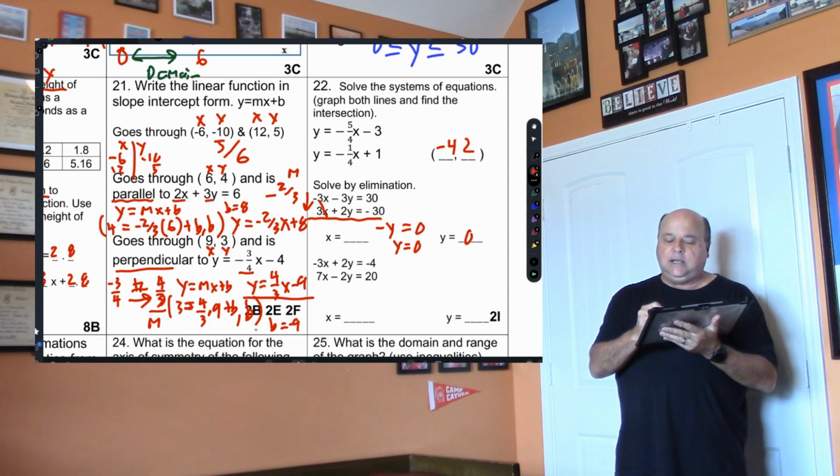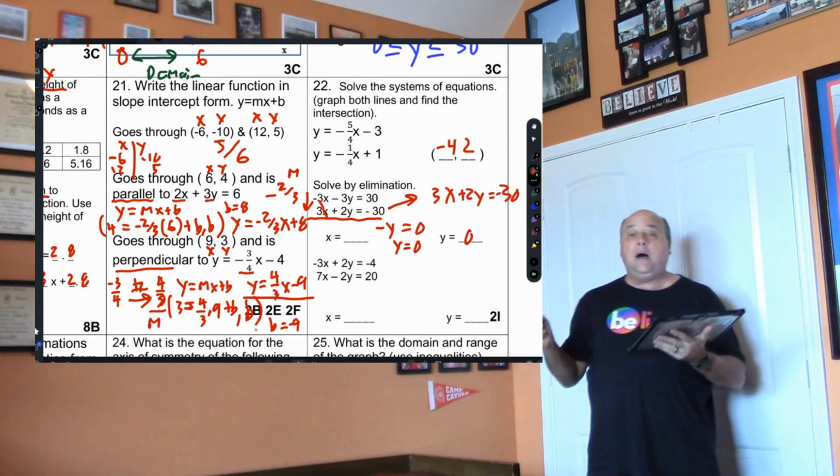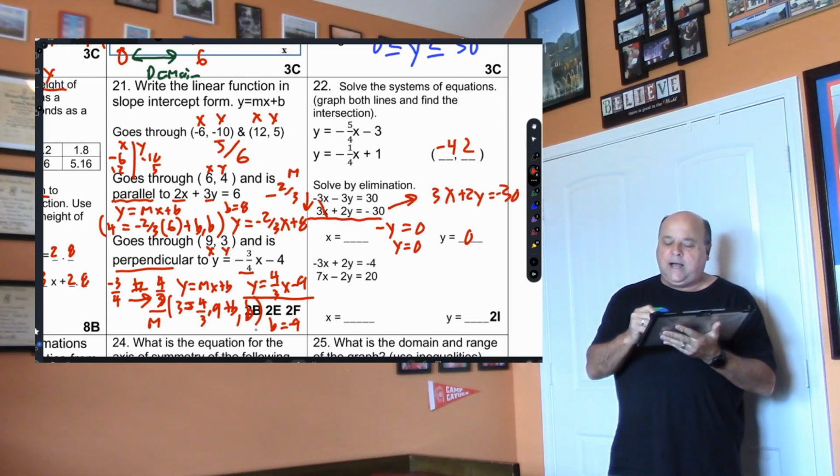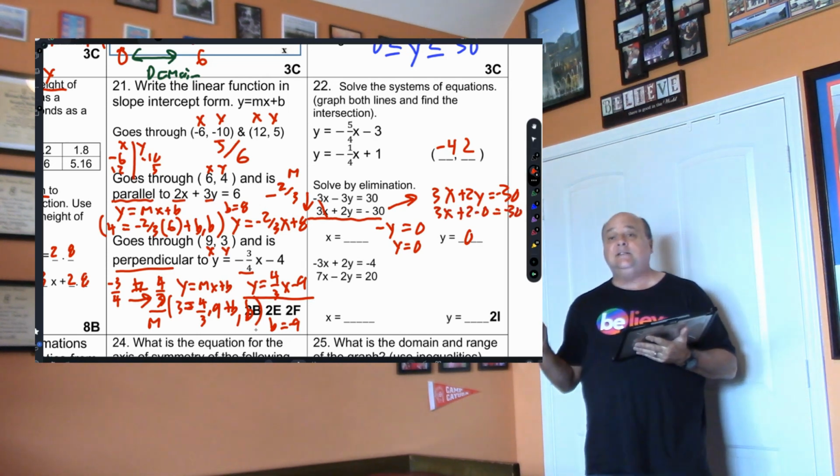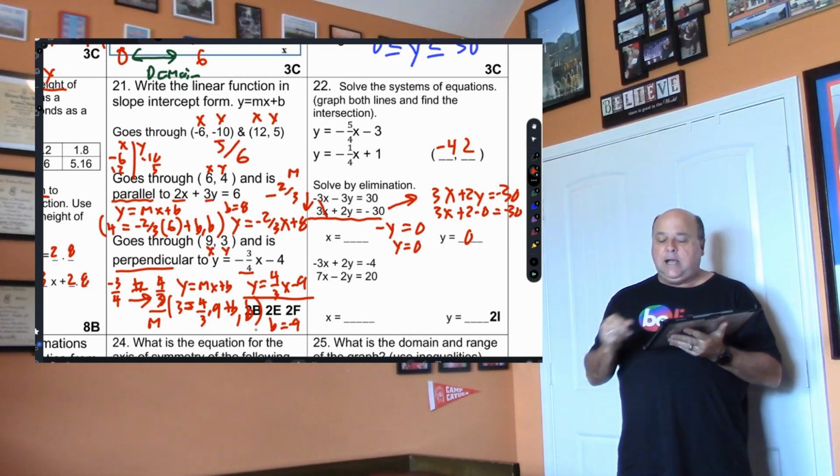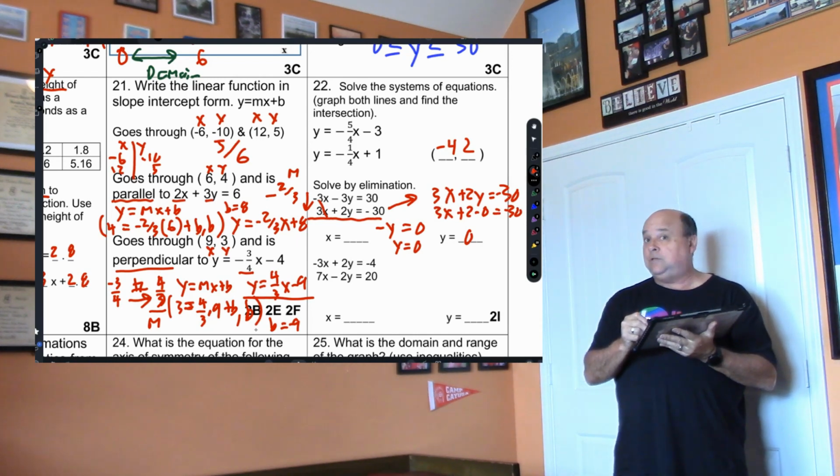Now let's take this one. There's less negatives. 3x plus 2y equals negative 30. I know my y, I don't know my x. My y is 0. I'm going to put 3x plus 2 times 0 equals negative 30. I could put that into InSolve and solve it for x. I'm going to solve it for x in my brain. 2 times 0 is 0.